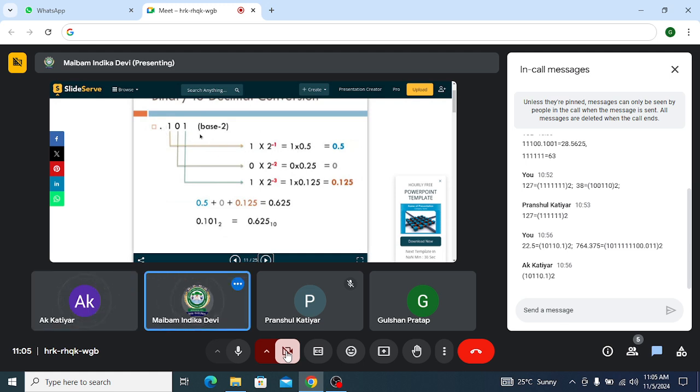Yes, ma'am. Similar for n. Since this is base 2, you write 1 into -1 position, that is 1 into 2 to the power -1, 0 into 2 to the power -2, 1 into 2 to the power -3.